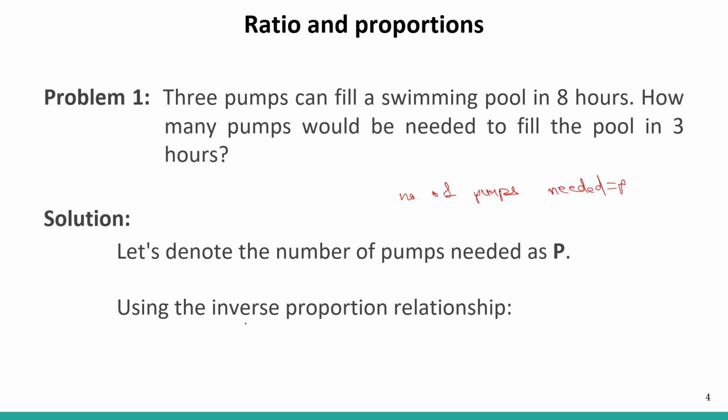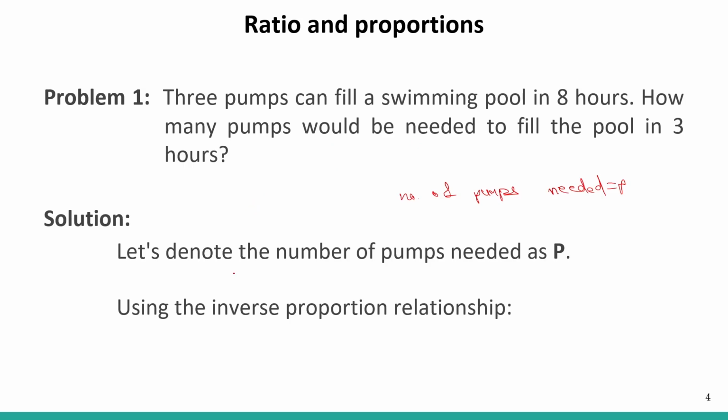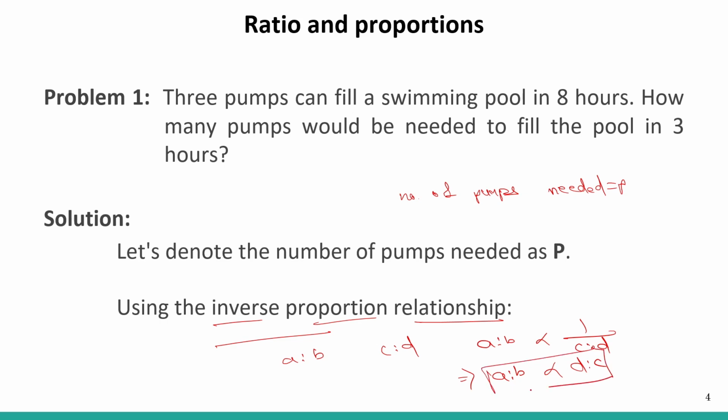Using the inverse proportion relationship, 3 pumps into 8 hours is equal to P pumps into 3 hours, right? What was inverse proportion? If you have a ratio A is to B and a ratio C is to D, and A is to B is inversely proportional to C is to D, what does this imply? A is to B is directly proportional to D is to C. So we'll use this concept.